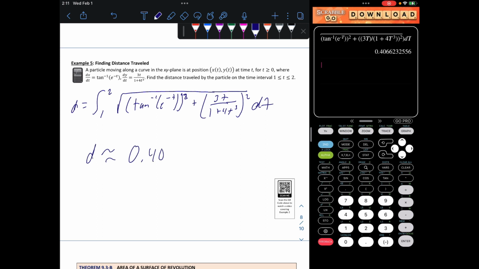is our distance traveled. Just got to be careful typing that in, that's all.